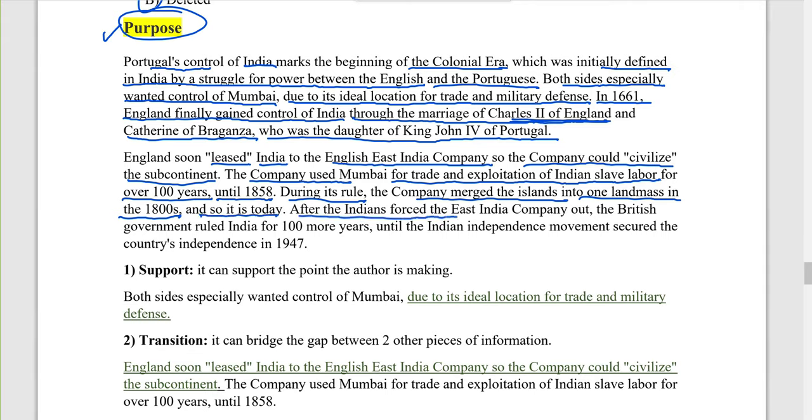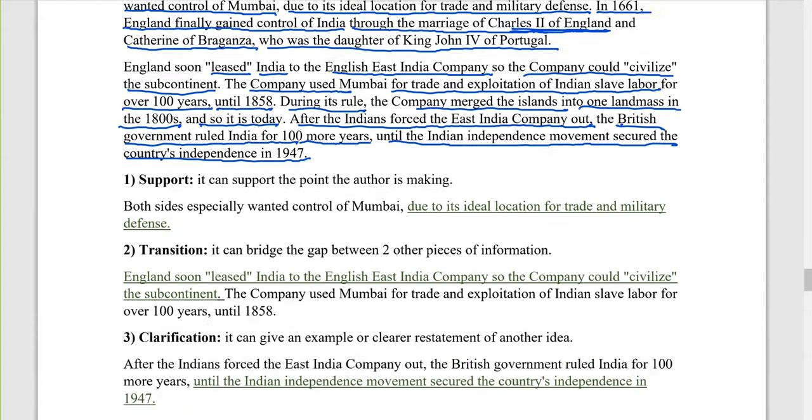After the Indians forced the East India Company out, the British government ruled India for 100 more years. Okay, that's before Gandhi, I'm sorry. When the East India Company was kicked out of India, the British government ruled India for 100 years, until the Indian independence movement secured the country's independence in 1947, okay? That's a good paragraph. It might help us in history passages, in reading, okay?